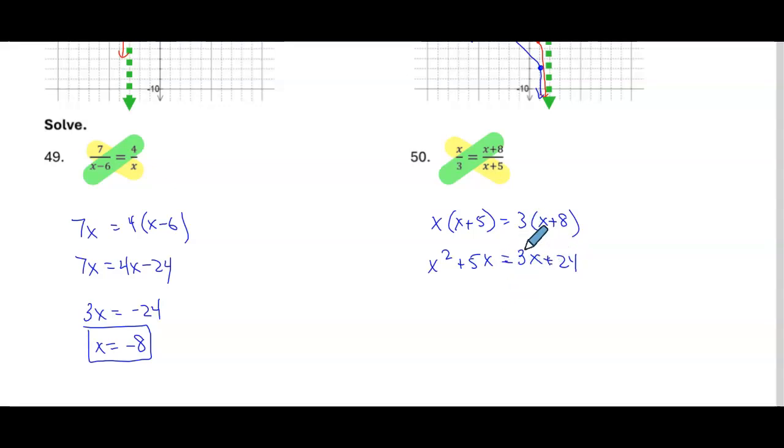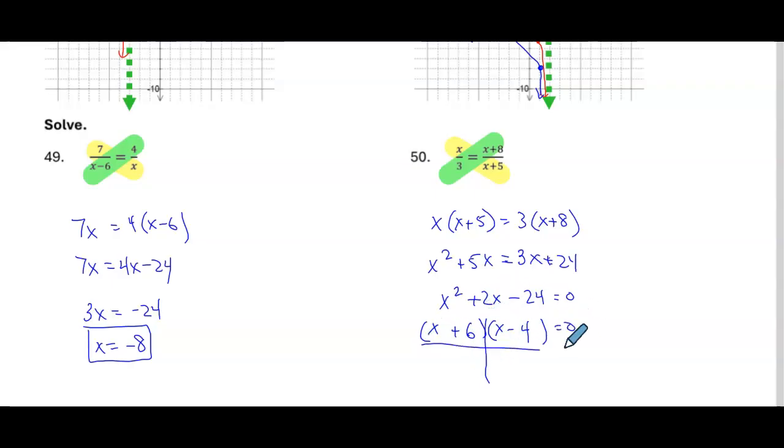All right, and then bring everything to one side because I have a square, so I'm going to need to factor. So if I subtract the 3x, I'll have 2x. Subtract the 24, I get minus 24. And now I can set up my binomials. So x times x. For 24, I'm going to use 6 times 4 so I can get 2. And then plus 6 minus 4 should get me plus 2.